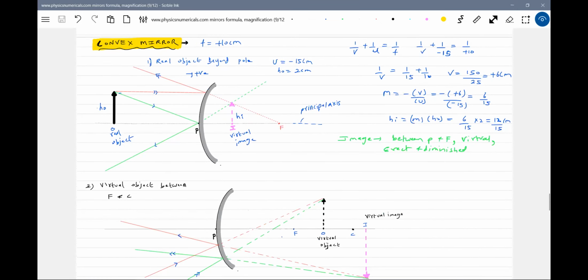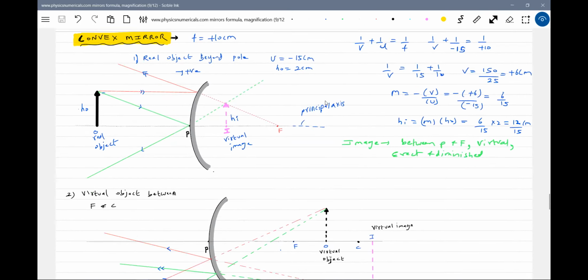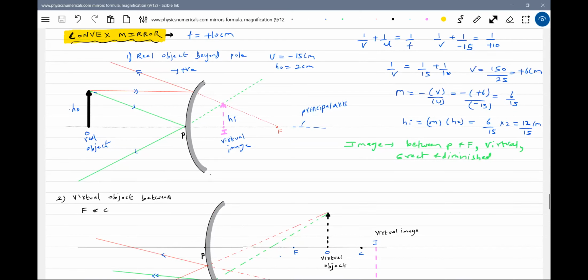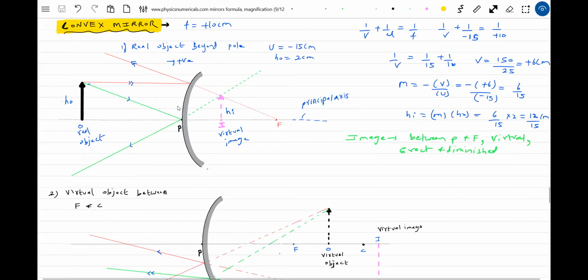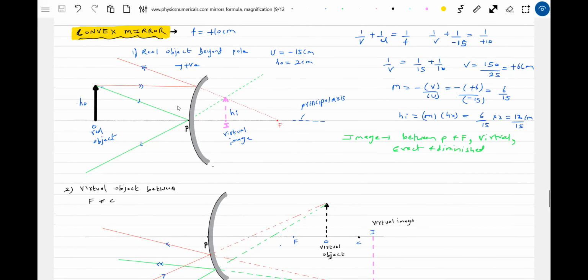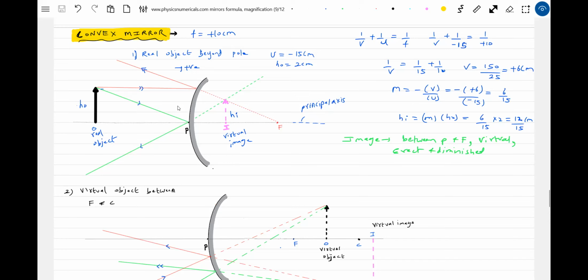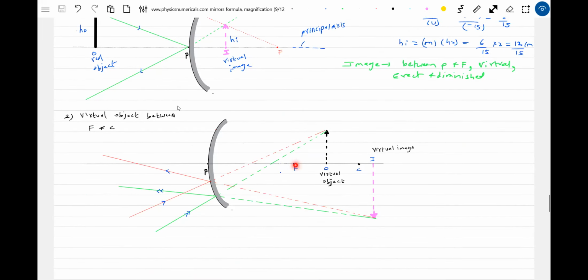Okay, I am here. Let's take the next condition. This is a real object, so a real object will just form a virtual image. There's only one condition available. Next condition, I'll bring it: a virtual object kept between focus and center of curvature.